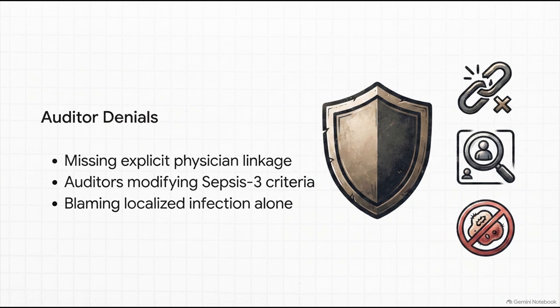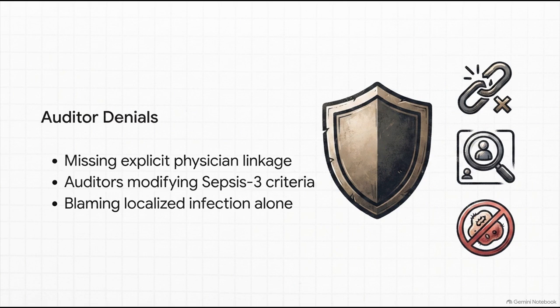But you still need to know exactly how they're going to attack the claim, right? Medicare Advantage and commercial auditors frequently deny severe sepsis claims for a few very predictable reasons. First off, they are always looking for that missing explicit physician linkage between the infection and the organ dysfunction. If it's missing, they deny it.